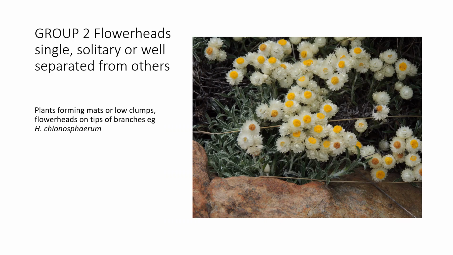We move now to the second group, flower heads single, solitary, or well separated from each other. The first subgroup are the plants forming mats or loose clumps. These plants hug the ground, forming cushions or mats, and they generally grow on rock sheets or bare soil. The branches are leafy, and the flower heads are on the tips of the branches. A widespread example is Helichrysum coeruleum.